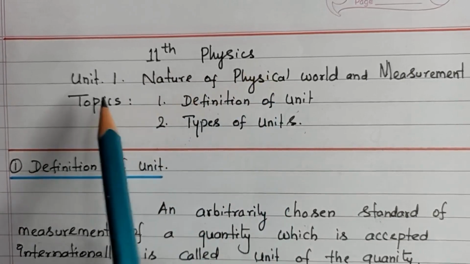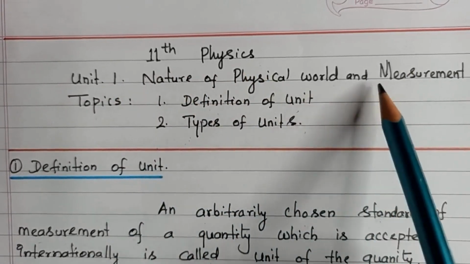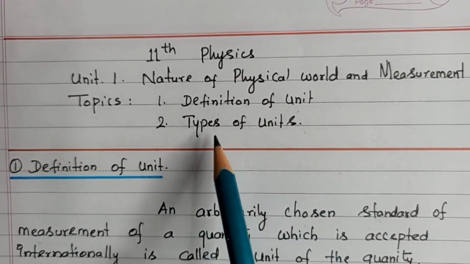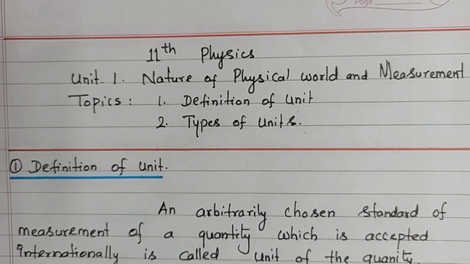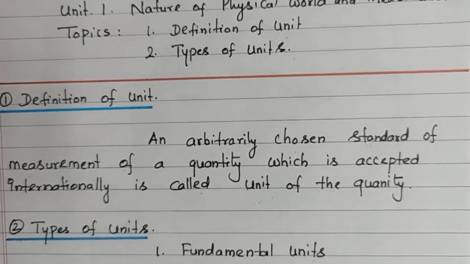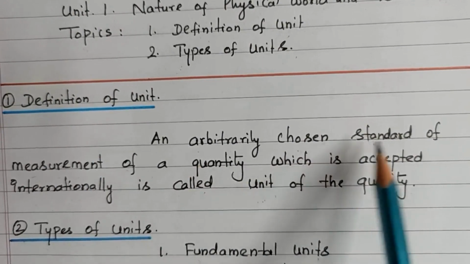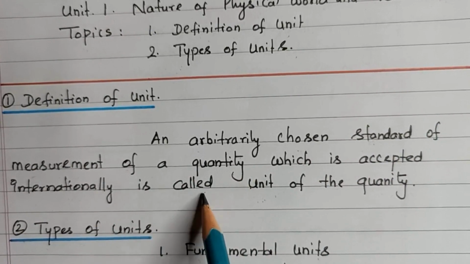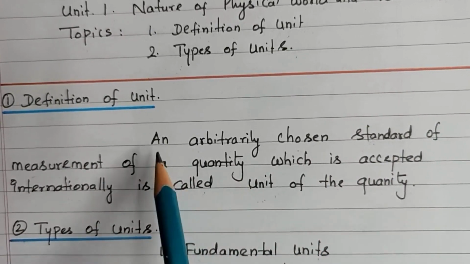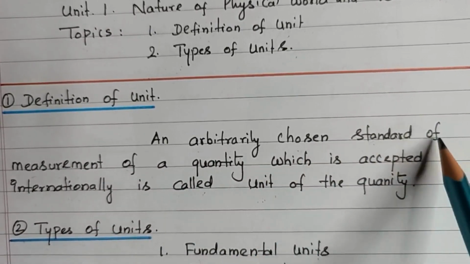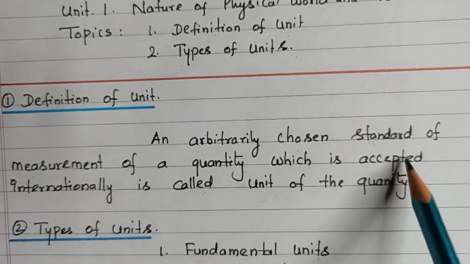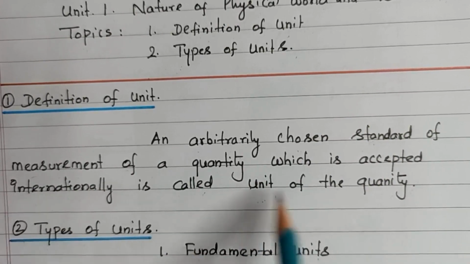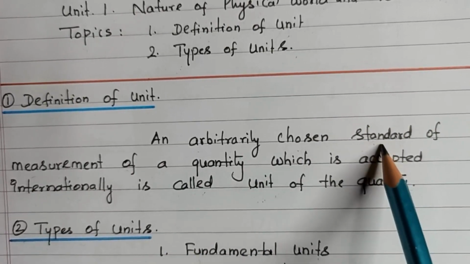11th standard physicsல unit 1 nature of physical world and measurementல இன்னைக்கு பார்க்க போற topics definition of unit and types of units. First, definition of unit na என்னன்னு பார்ப்போம். An arbitrarily chosen standard of measurement of a quantity which is accepted internationally is called unit of the quantity. அதாவது ஒரு குவான்டிட்டியை மெஷர் பண்ணுறதுக்கு நமக்கு ஒரு ஸ்டாண்டர்ட் தேவைப்படுது.